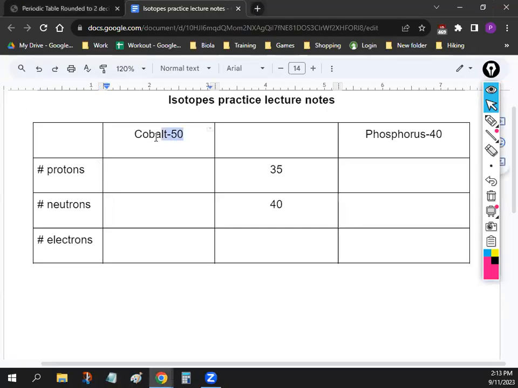All right, so the first isotope we're going to be looking at is cobalt 50, okay? So what I want you guys to do first is go to the periodic table, and I want you to find cobalt, because that's going to find how many protons it has. So I'll give you guys about 30 seconds. You can work with the person next to you to find it, but I want you to find cobalt and figure out how many protons it has.